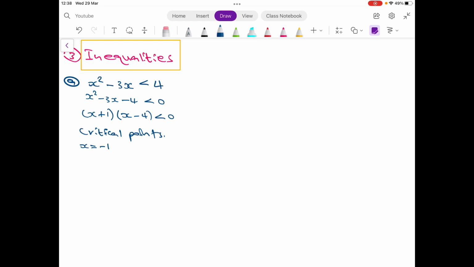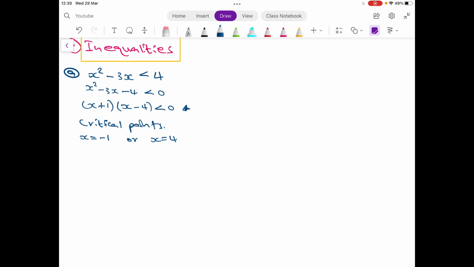So the critical points are basically those x values that you solve for when you have this step with the equality sign. So this is basically x equals -1 or x equals 4. From there, to get the solution, we just need to draw a number line and put these critical points on it. The critical points are -1 and 4.